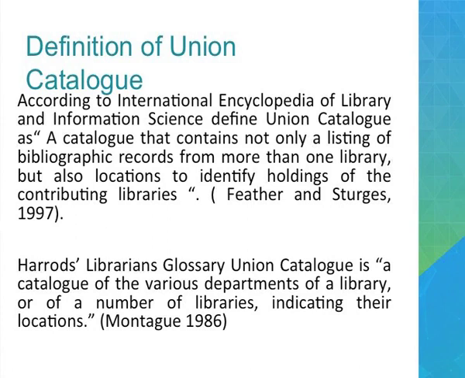And there is another definition by Harrod's Librarians' Glossary. Union Catalog is a catalog of various departments of a library or of a number of libraries indicating their location. Means through the Union Catalog you can search the catalogs of a number of libraries and find out where that book is available. That kind of facility Union Catalogue provides.